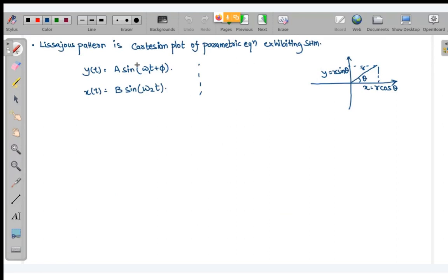Now this Lissajous pattern is highly sensitive to the A by B ratio. This ratio of A by B. Okay, it is highly sensitive to the ratio of A by B. So one thing I want to say, sorry, I am telling A by B over here and I have taken something else over here.